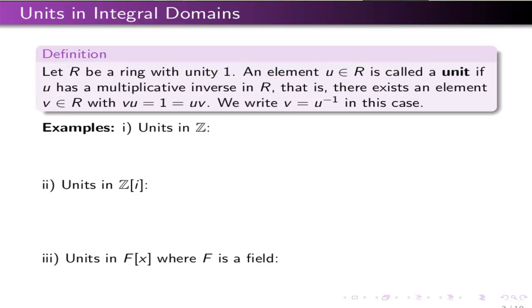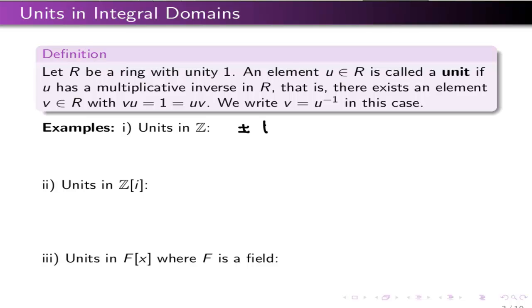Okay, next, what is a unit in an integral domain? So start with a ring with unity 1. We'll call an element u a unit if it has a multiplicative inverse. So if there exists some element v where u times v and v times u both equal 1. And again, we'll use the standard notation to write the multiplicative inverse as u to the negative 1 power. So the units in the ordinary integers are just plus or minus 1. These are the only integers whose reciprocal is again an integer.